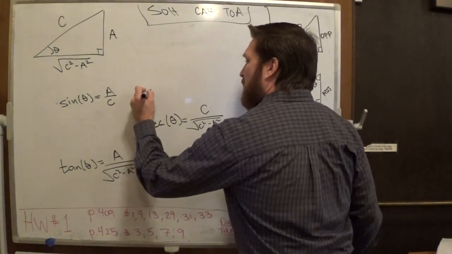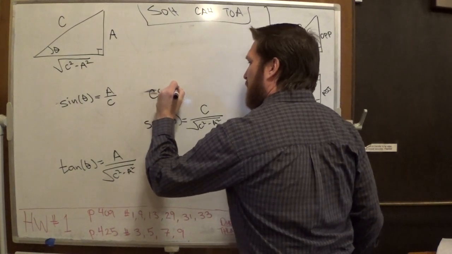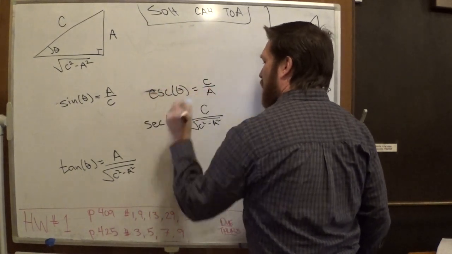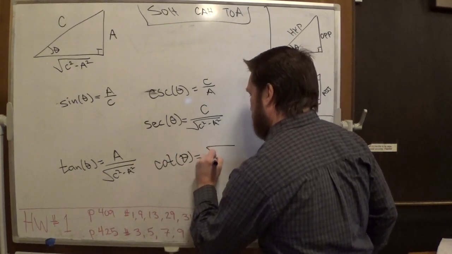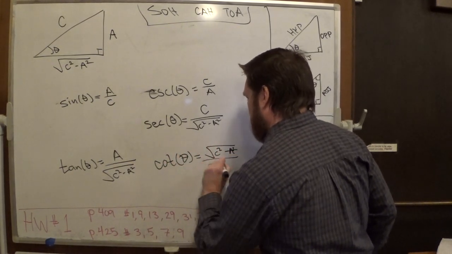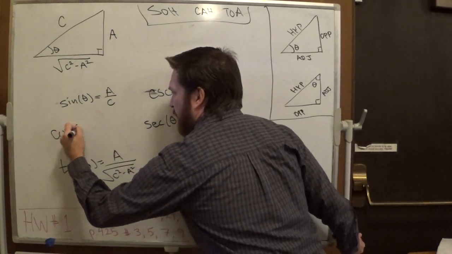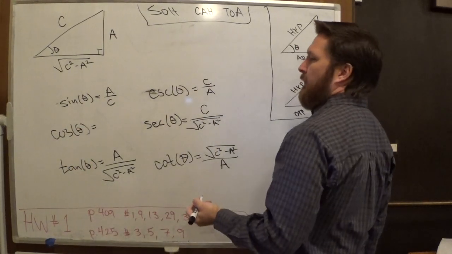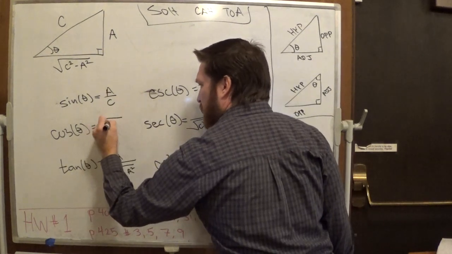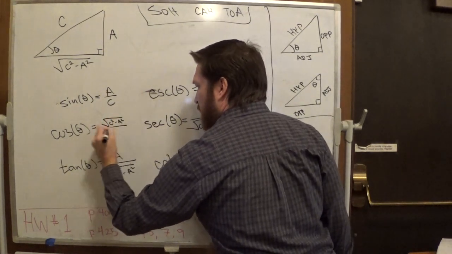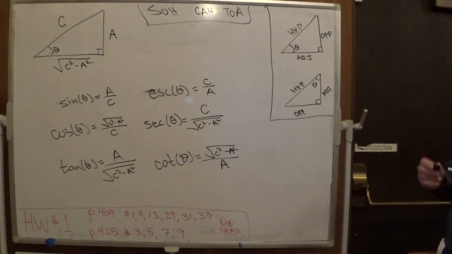Okay, so then what's cosecant? C over A. That's C over A. What is cotangent? Square root of C squared minus A squared, over A. And finally, cosine. Square root of C squared minus A squared over C. Yeah, that one over that one. Yep. Okay, so the square root of these guys all over that guy right there. And there you go.